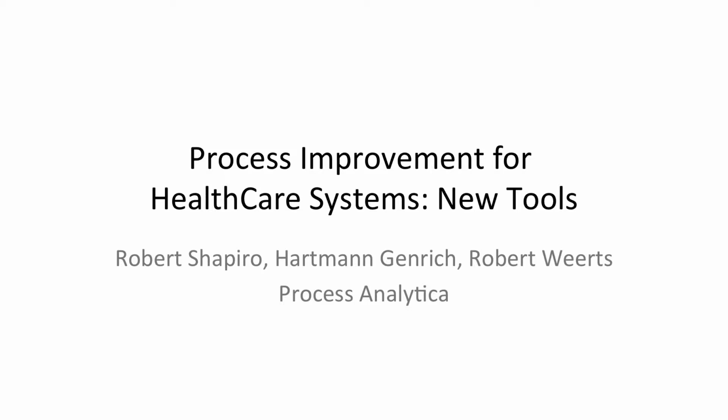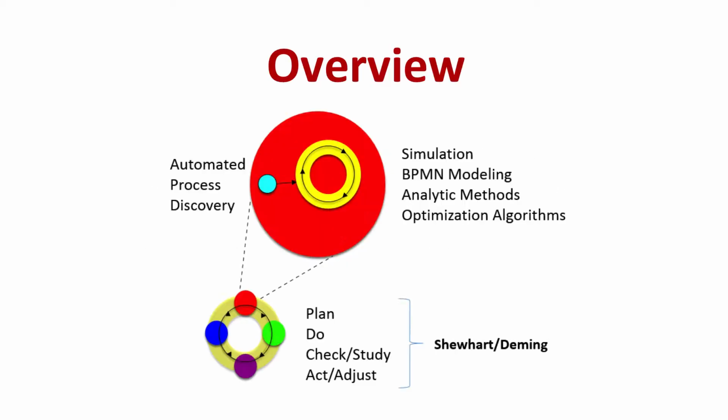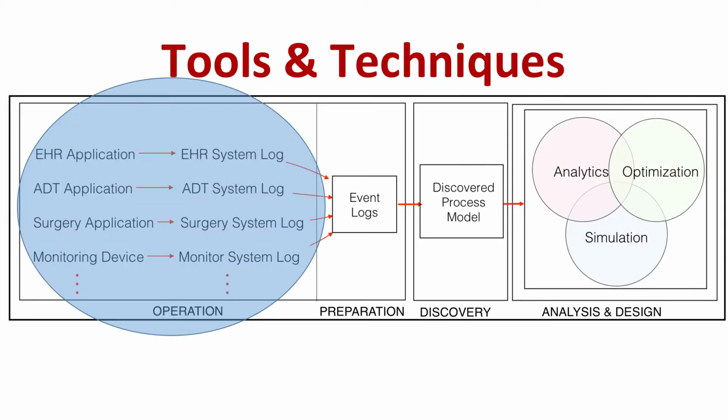I'm going to be talking about the use of process discovery in healthcare process improvement. You see in this diagram here the introduction of automated process discovery in the plan phase of the Stewart-Deming Plan, Do, Check, Act. And the idea here is to produce an executable BPMN model as a result of the process discovery and use that in further investigations.